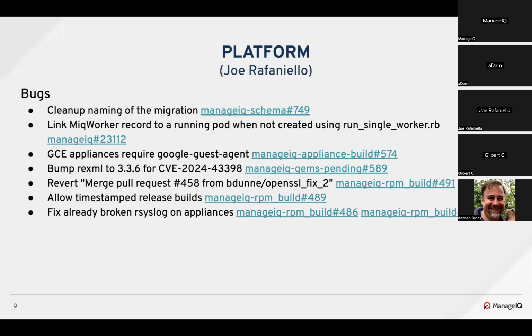And Brandon had a few different fixes. He reverted an OpenSSL change that was locking down the version. We were doing that to avoid a version that was causing segmentation faults, so hopefully that will no longer be occurring once we upgrade. And he also allowed timestamp release builds and RPM builds. And finally, Brandon fixed a few bugs in RPM build to get rsyslog working again. Next slide.